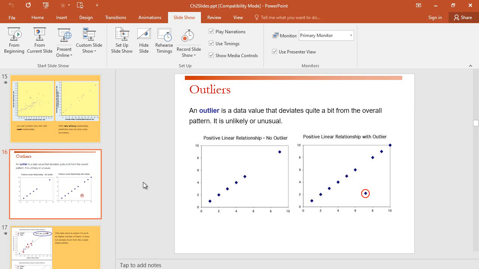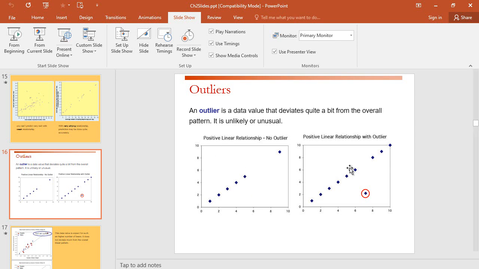All right, so whenever we work with data points, we always need to be careful about outlier data points. An outlier is a data value that deviates quite a bit from the overall pattern. In some sense, it should look unusual or unlikely.